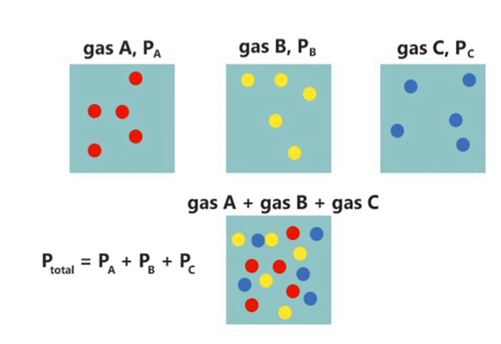Ideal gas, theoretical gas composed of many randomly moving point particles whose only interactions are perfectly elastic collisions. Ideal gas law, the equation of state of a hypothetical ideal gas. Mole fraction, the proportion of a constituent to the total amount of all constituents in a mixture, expressed in mole per mole. Mole unit, SI unit of amount of substance, Avogadro number of elementary entities. Vapor, a substance in the gas phase at a temperature lower than its critical point.